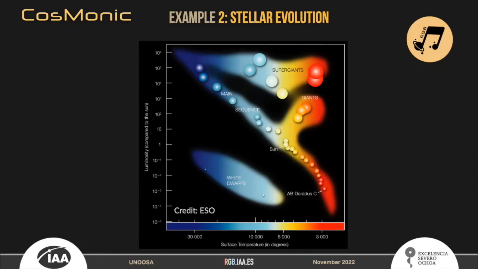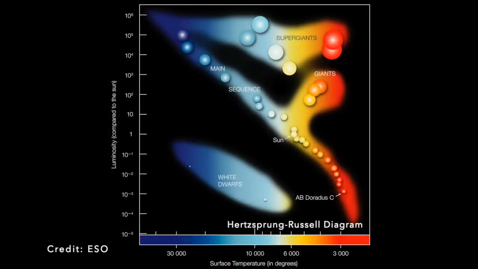The second example is a more advanced case, both for its astrophysical background and the complexity of the audio. This example sonifies the Hertzsprung-Russell diagram, one of the most important tools in the study of stellar evolution. It plots the temperature of stars against their luminosity. The vertical axis represents the luminosity, while the horizontal axis represents the temperature. Mind that in this case, the axis is inverted, so the hotter stars are positioned on the left side, while the cooler stars are positioned to the right.